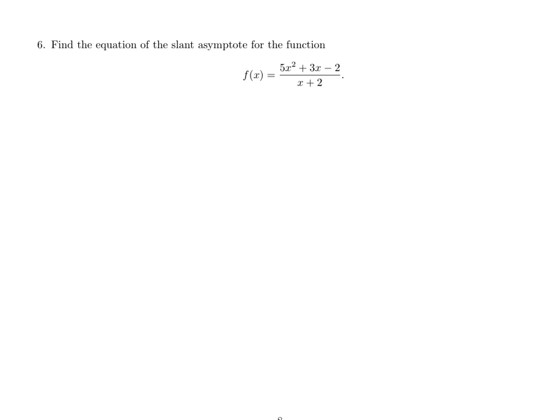All right, number 6, find the equation of the slant asymptote for the function. So here they're only asking you for one thing. You don't have to give the horizontal asymptote or vertical asymptote. They just want the slant asymptote.